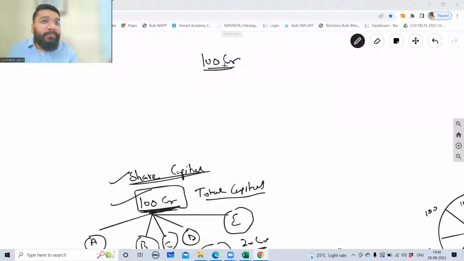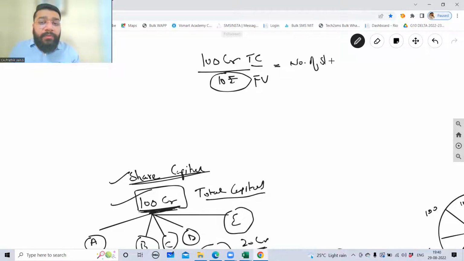Why? Everybody would not want to buy for 100 rupees. They want to buy smaller parts. So like that, this 100 crore total capital is being allocated into smaller units. How do we calculate those units? We divide by a particular value. It's called the face value, 10 rupees. 10 rupees means what? This is the value of one share. So 100 crore rupees is the total capital. Divided by the face value, you will get what? Number of shares.